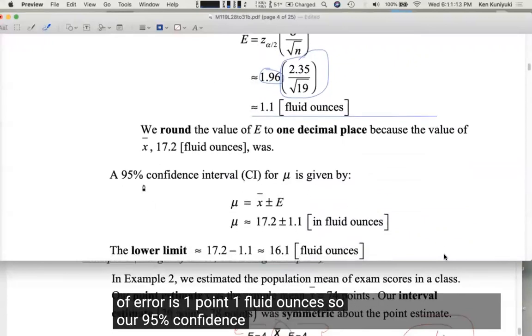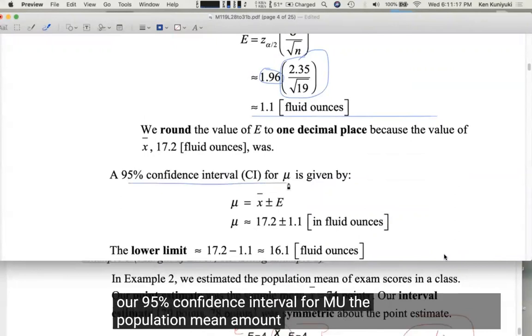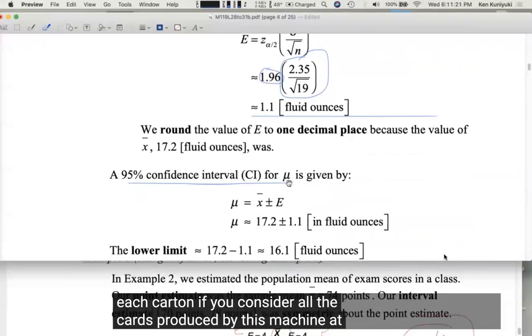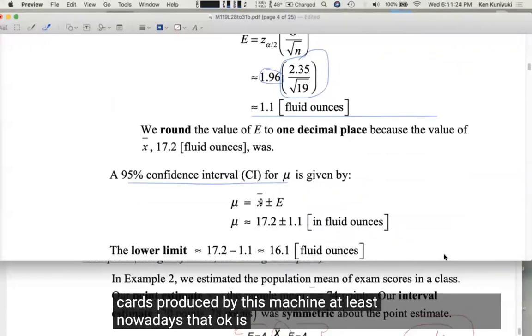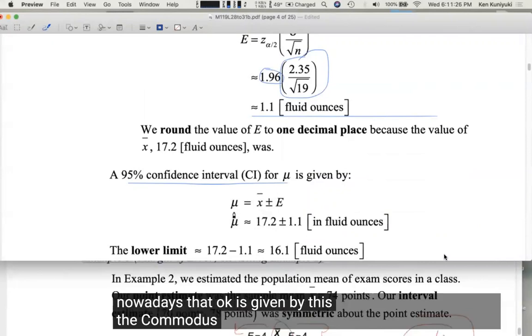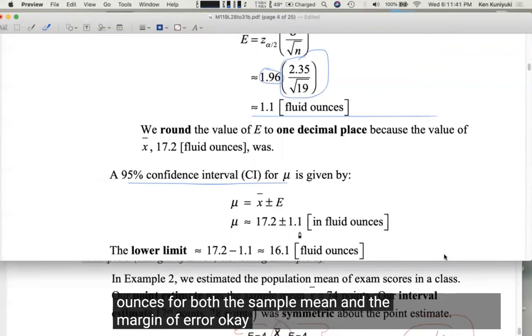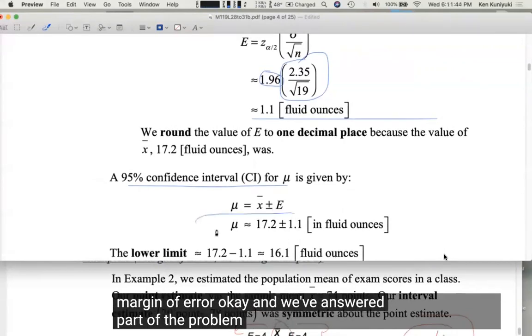So our 95% confidence interval for mu, the population mean amount of ice cream in each carton, if you consider all the cartons produced by this machine, at least nowadays, is given by this. The confidence interval for mu is given by the sample mean x bar, give or take e, the margin of error. X bar is 17.2. The margin of error is 1.1. Notice they have the same unit. It's fluid ounces for both the sample mean and the margin of error. Okay, and we've answered part of the problem.